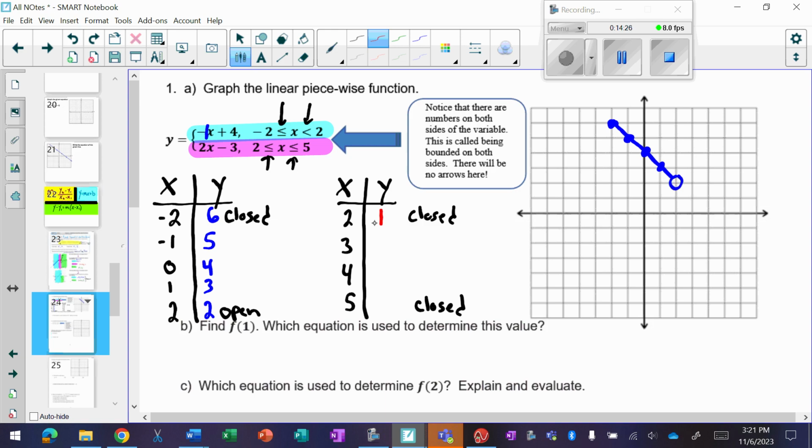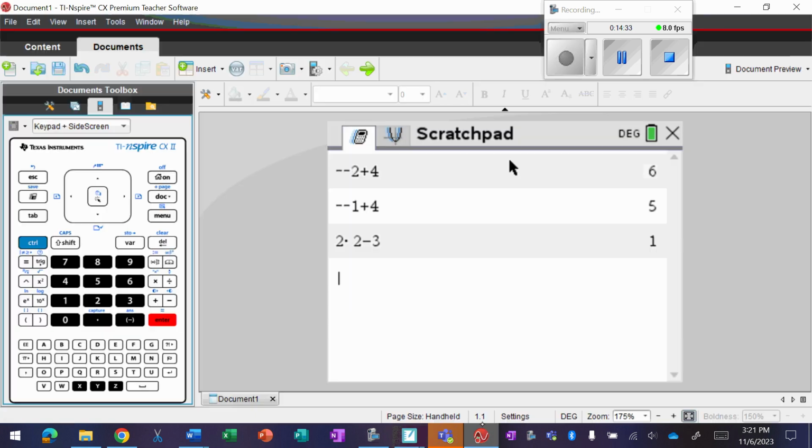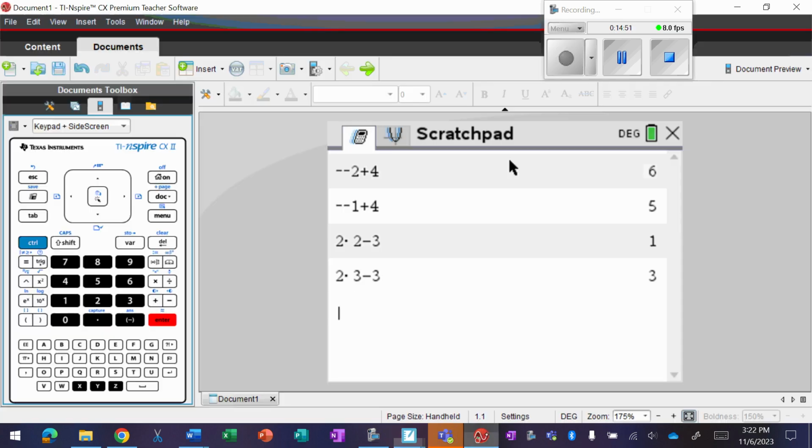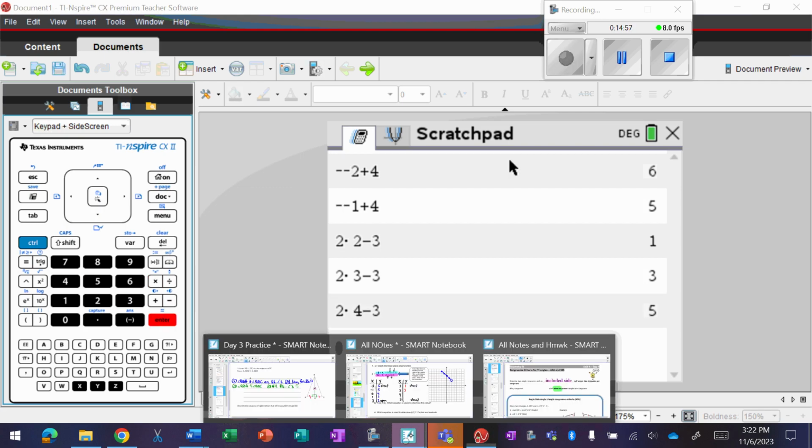Now we're going to do the same thing. We're going to do 2 times 3 minus 3. So now we're going to put in 3 for where the x was. So it's 2 times 3, and then subtract 3. And it gives us 3. Okay. And we're going to do it again. Now we're going to plug in the 4. So it's 2 times 4, then subtract 3. It gives us 5.